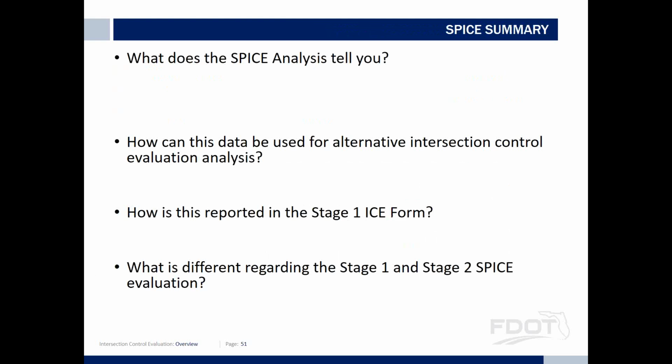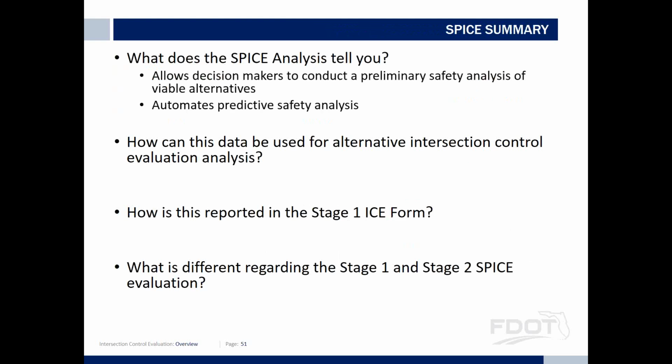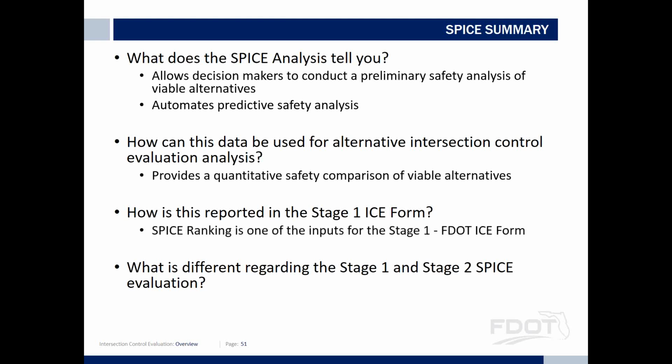So what does a SPICE analysis tell you? It allows decision makers to conduct a preliminary safety analysis of viable alternatives. It automates the predictive safety analysis. It's fully automated for you. How can this data be used for alternative intersection control evaluation analysis? It provides a quantitative assessment. There's no quality here. It's a quantitative safety comparison of the viable alternatives. And in the form, and I'll show this shortly, you put the rankings in the form where it goes, so the managers or approvers would know what to look for in the ranking and how it's been computed.